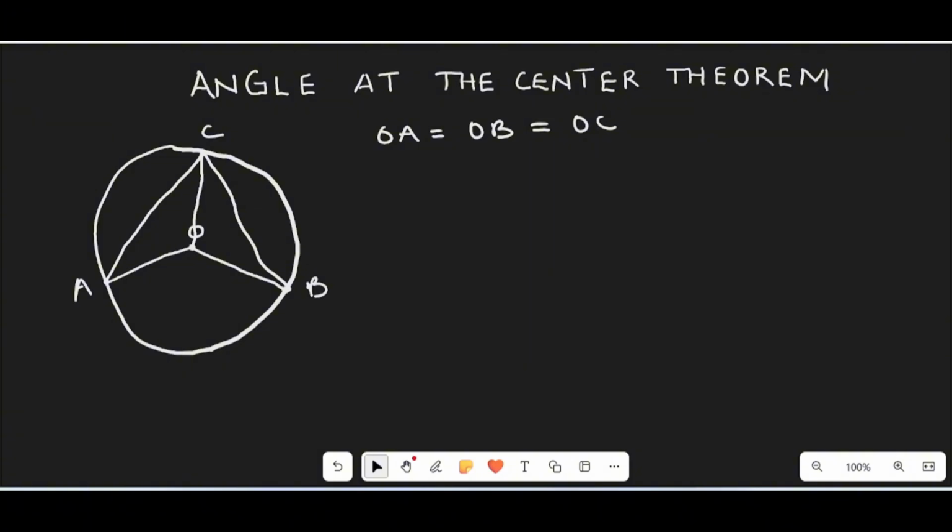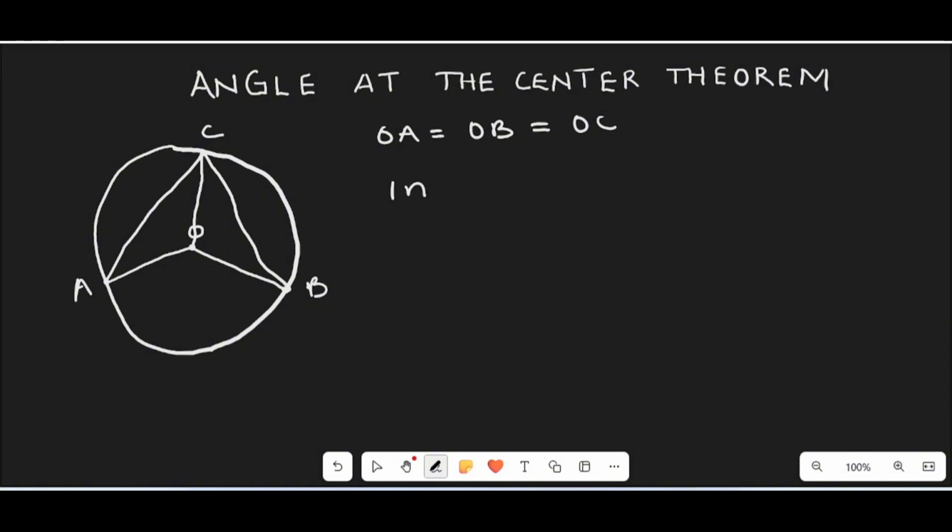Look at the triangles OAC and OBC. Each is an isosceles triangle because OA is equal to OC and OB is equal to OC. So they are isosceles triangles.